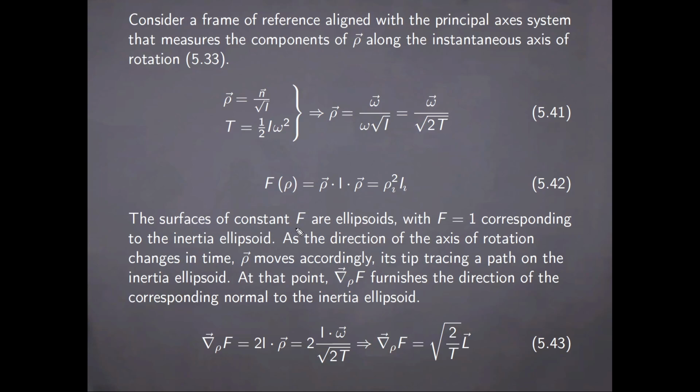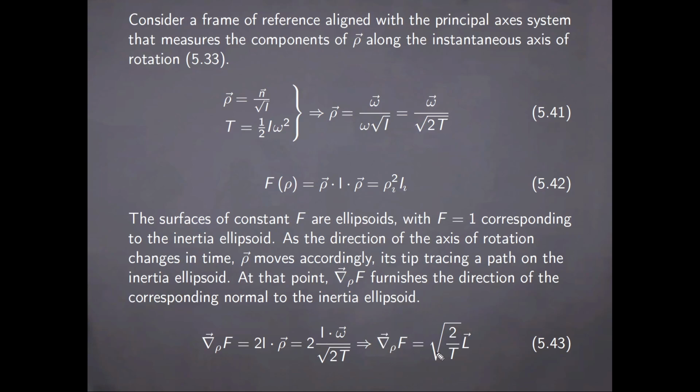The surfaces where this function f has a constant value are ellipsoids, and in particular for f equals 1, these correspond to the inertia ellipsoid. As the direction of the axis of rotation changes in time, rho moves accordingly, its tip tracing a path on the inertia ellipsoid. At that point, the gradient of f with respect to rho furnishes the direction of the corresponding normal to the inertia ellipsoid. And it's very easy to calculate this gradient. It follows just from the definition of f. There are very simple calculations which lead you to this expression and to the final result here.